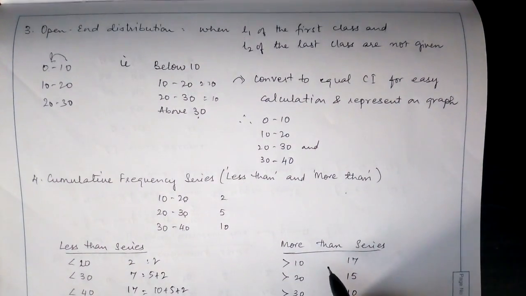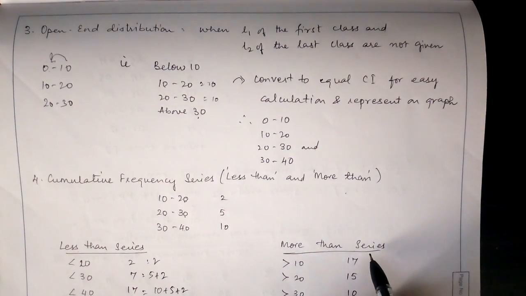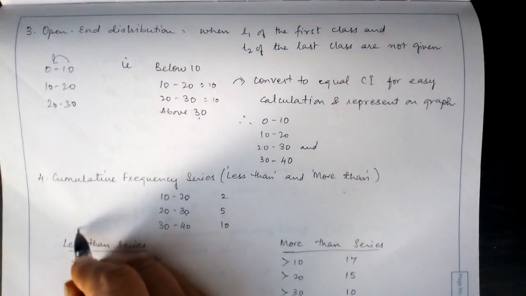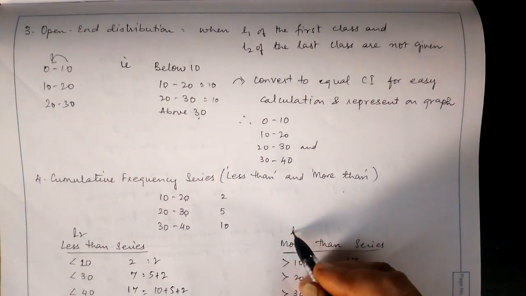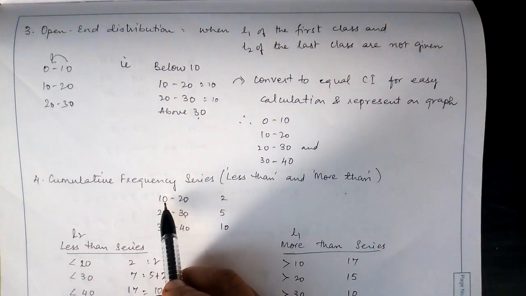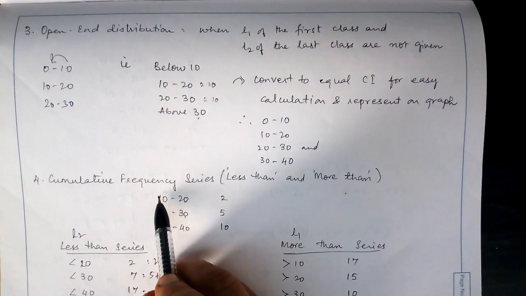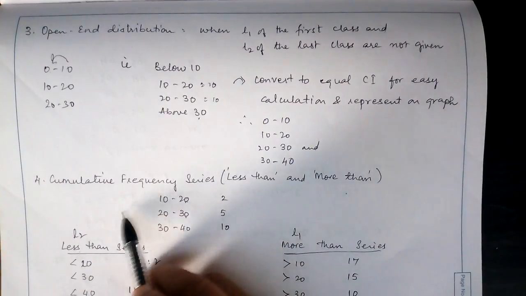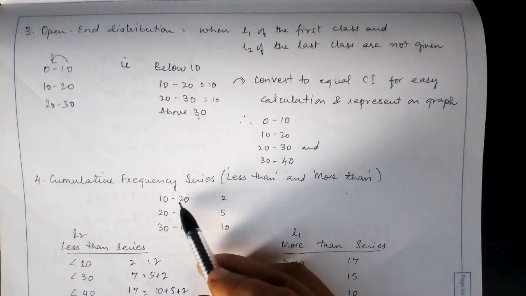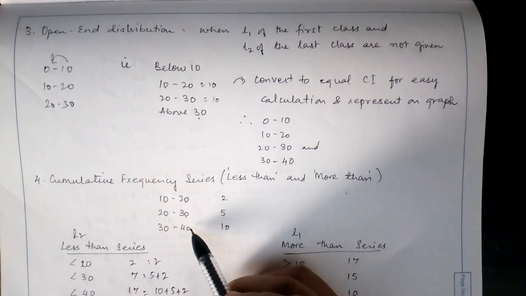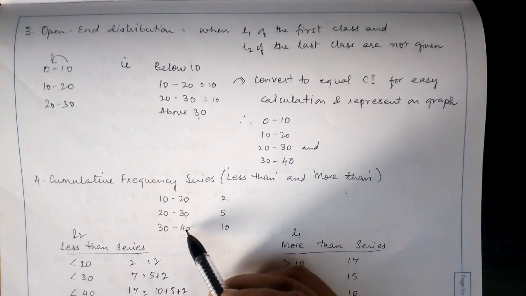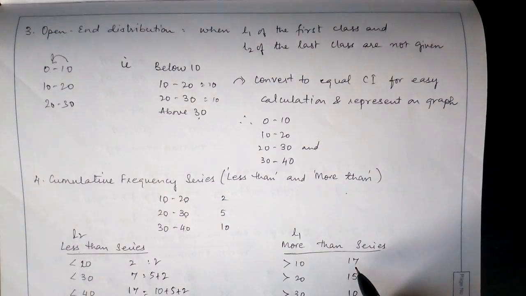Now the other one is the more than cumulative series. In the more than cumulative series, we take the lower class limit. Here we take the upper class limit, and here we take the lower class limit. So what is the lower class limit in the first class interval? 10. So more than 10, because less than 10 we don't have anything. So we have to consider only more than 10. More than 10 would be all the observations till the last class interval. So what is the sum of all the observations in the class intervals? It is 17.